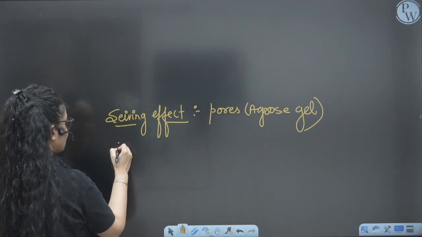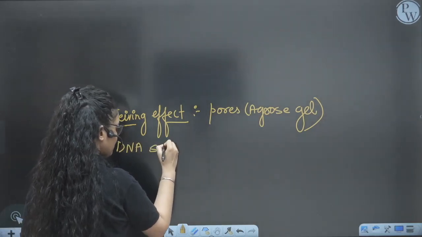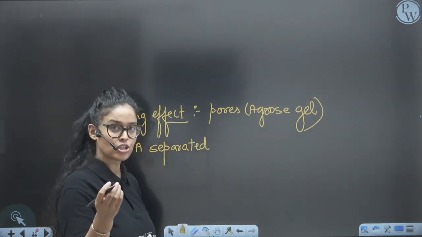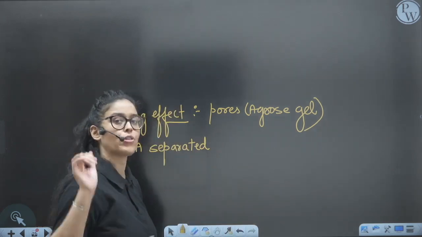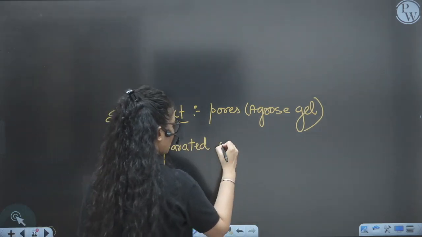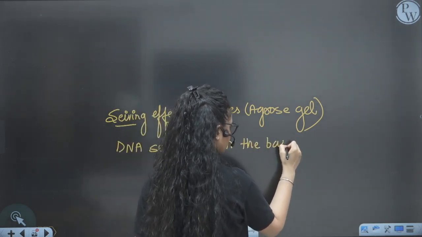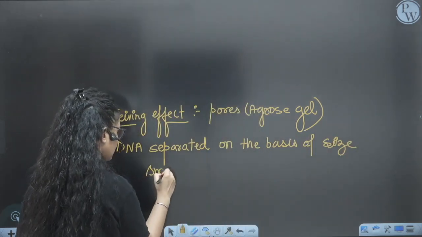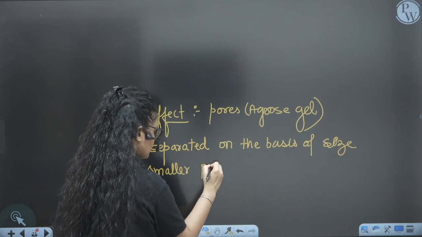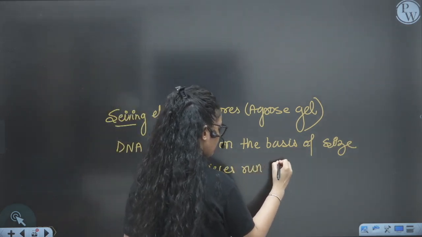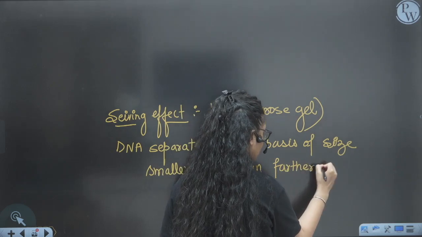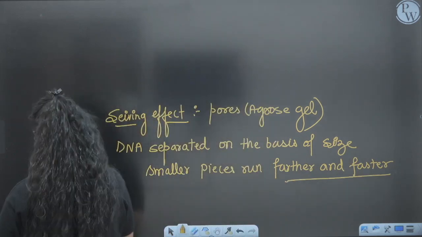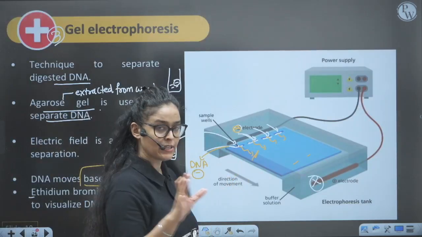So DNA is actually separated on the basis of size. You have to remember that in gel electrophoresis we are using agarose gel, and in the presence of electricity the DNA runs on the agarose gel, right? DNA is separated on the basis of size, so obviously smaller pieces run farther and faster, whereas the thick ones will not be able to run so fast. We already know the size of our DNA.